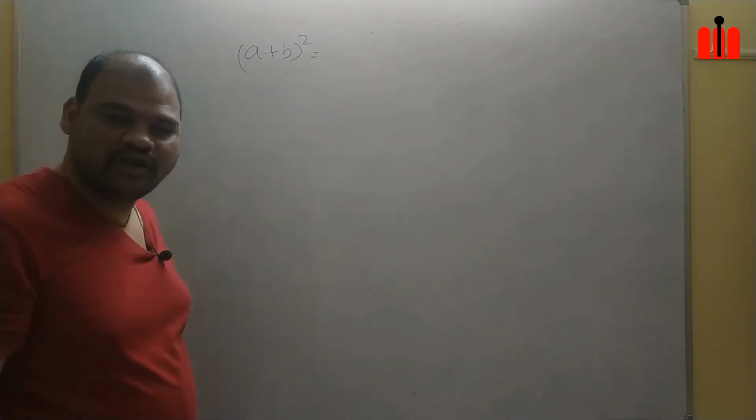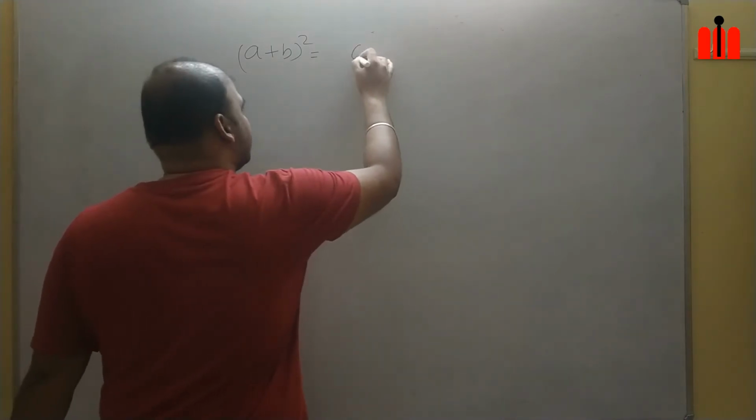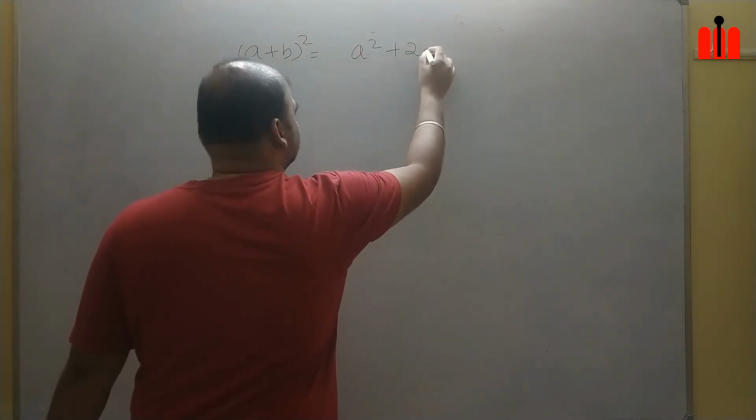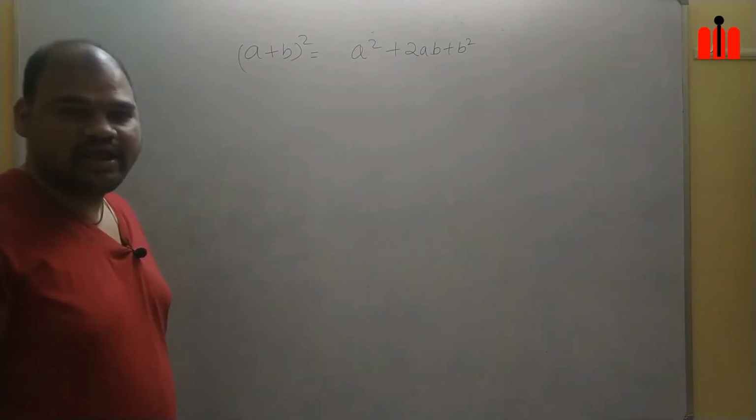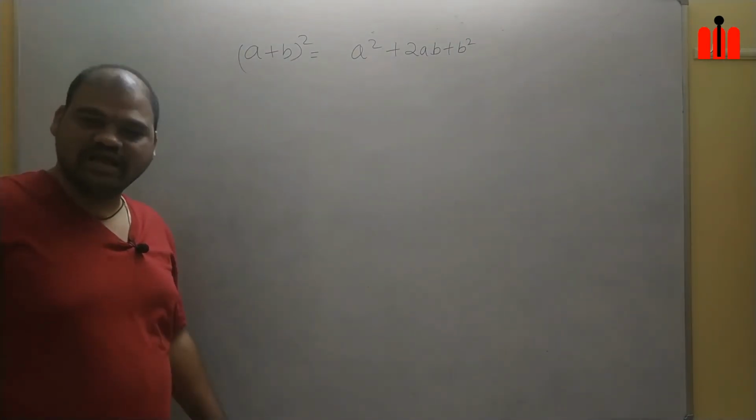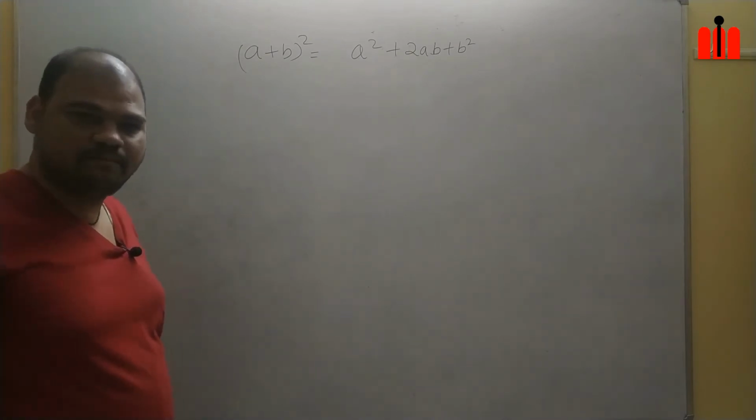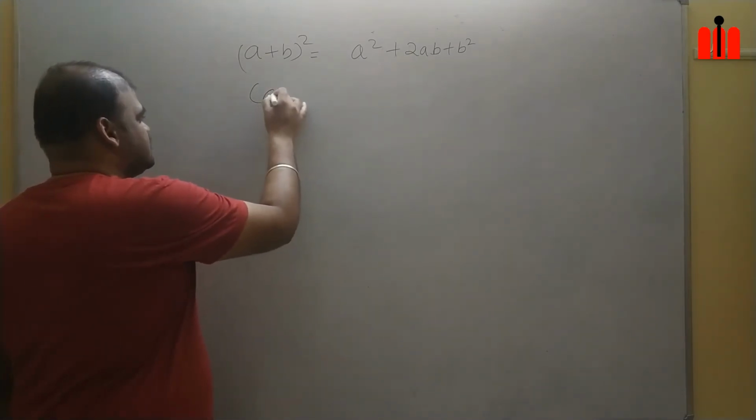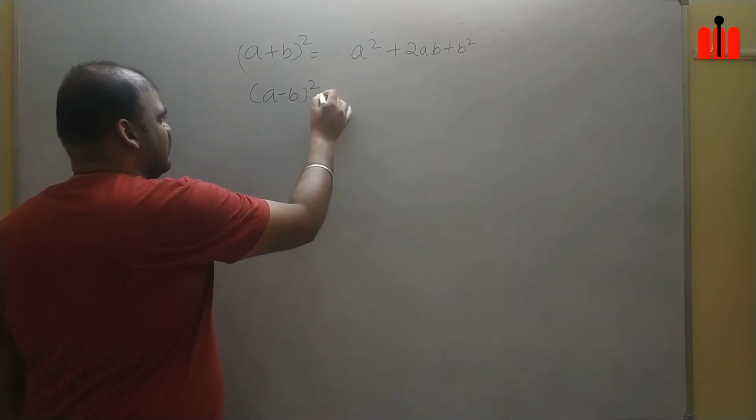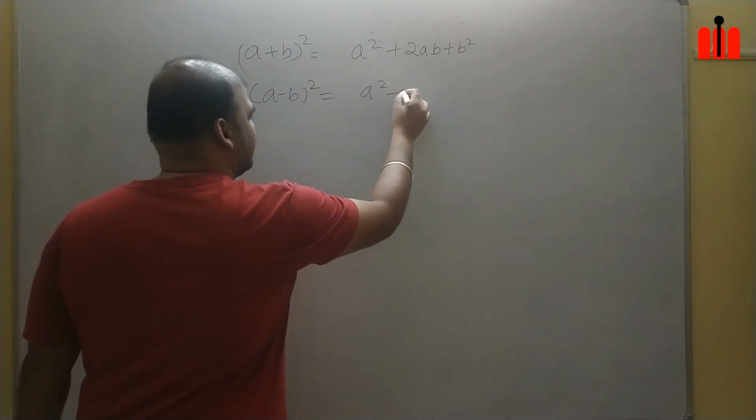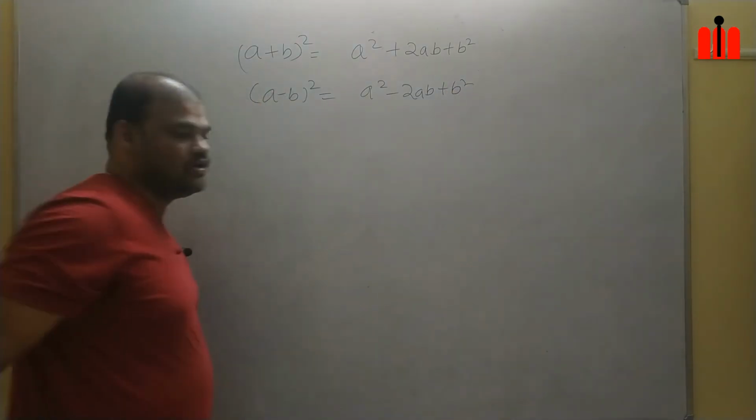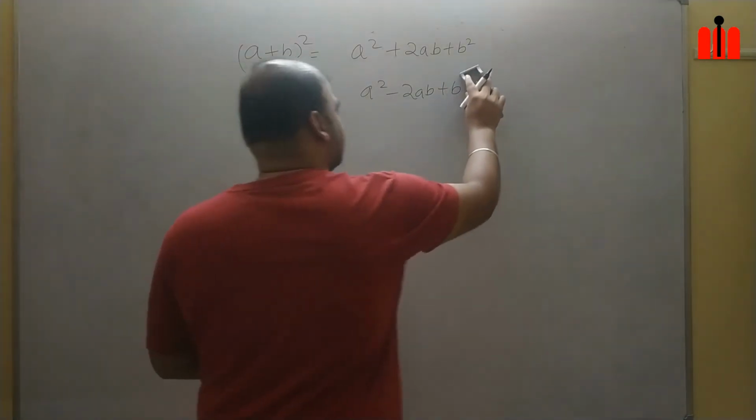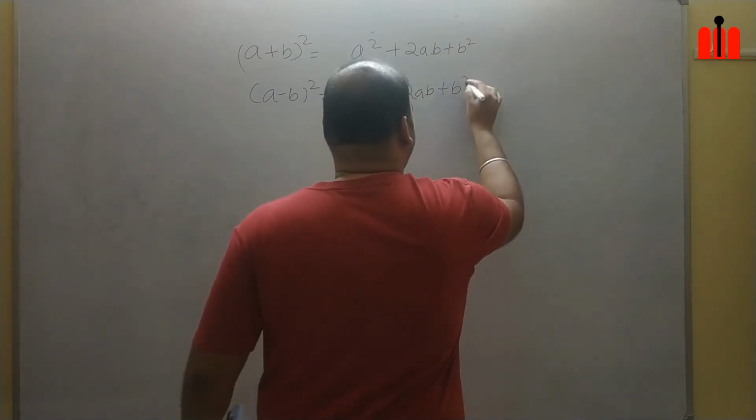So what is the formula for a plus b whole square? It is a square plus 2ab plus b square. Next is a minus b whole square. It is a square minus 2ab plus b square.